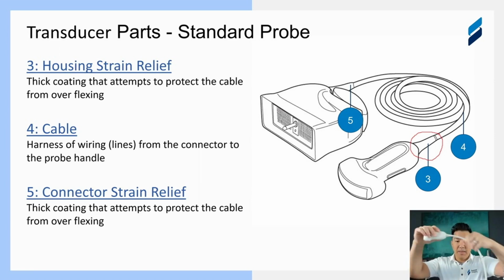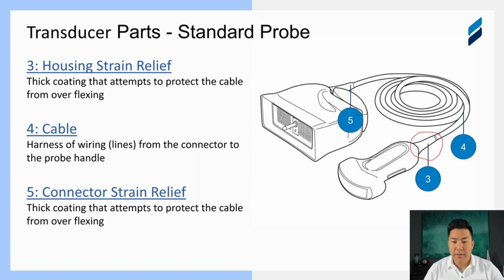And now we're going to move to the cable, which is number 4, and that's just really everything in between the strain relief up here and the strain relief on the connector. So everything in between. And I'm going to circle that for you here, so kind of everything in between over here. And again, it's just really insulation around and protecting all these cables to prevent damage.